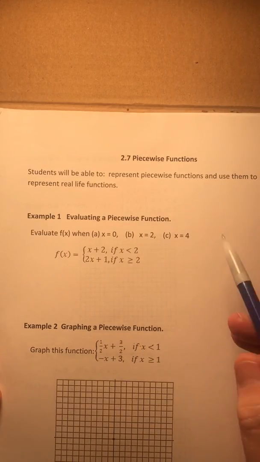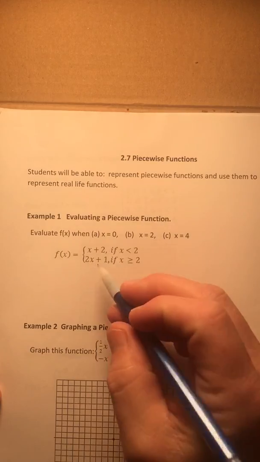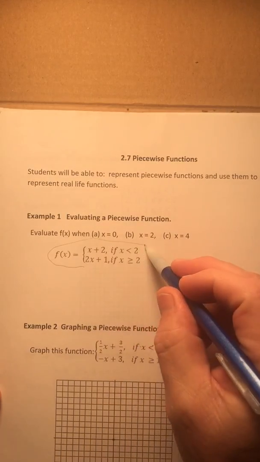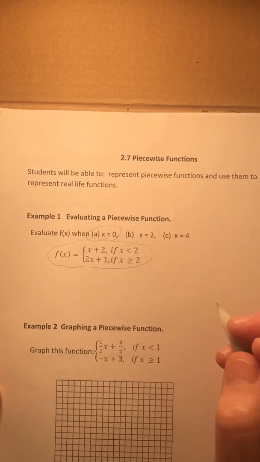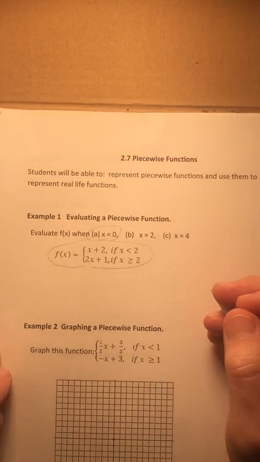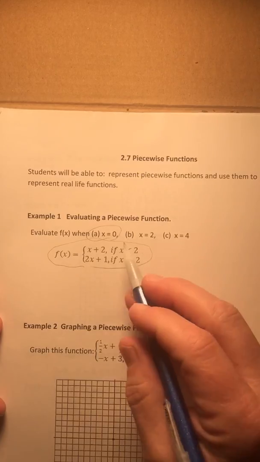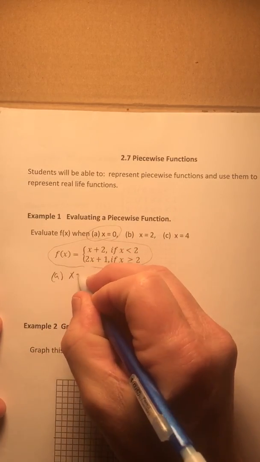Example 1. All we're doing is evaluating a piecewise function. So this is the piecewise function we're going to evaluate. First, we're going to evaluate it for a when x is 0. I'm going to save the colors for the graphs because that's going to help you there. But a, we have x equals 0.